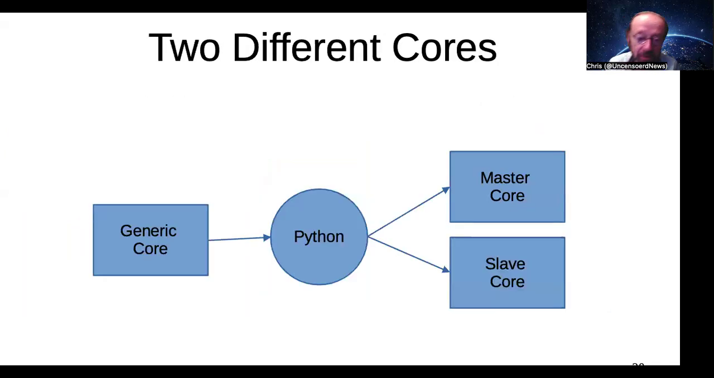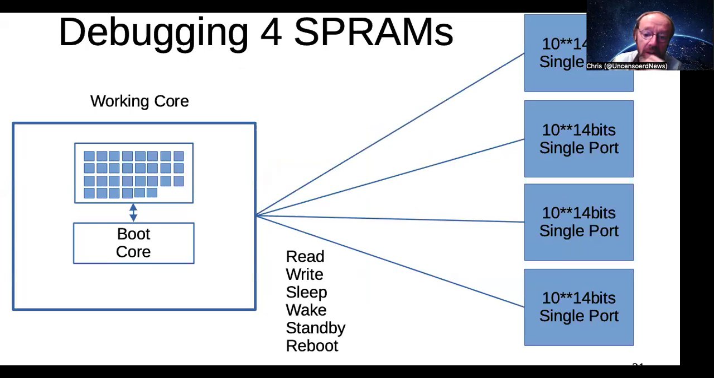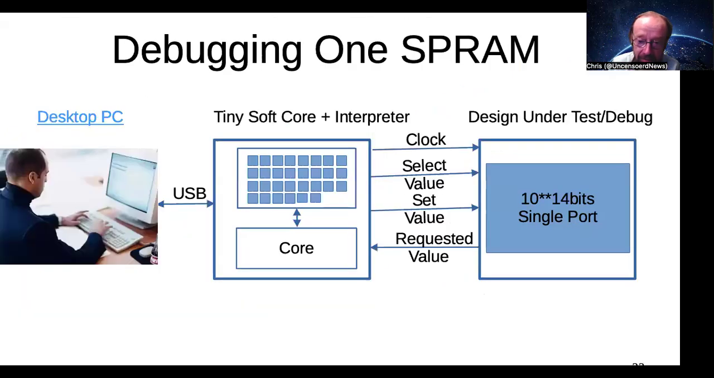What was difficult was to actually do it, because you have to use the same source code for the Verilog but generate two different circuits off of that. And of course, I didn't want to do that by hand. So I had to write some Python to create two different versions, and then I could merge those together into the final circuit. Okay, so then I fired up four SPRAMs with all the read, write, sleep, wake, standby, reboot options, because I had the interpreter, so I could test it all out very quickly.